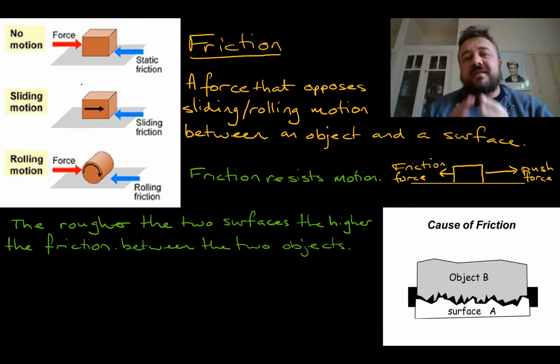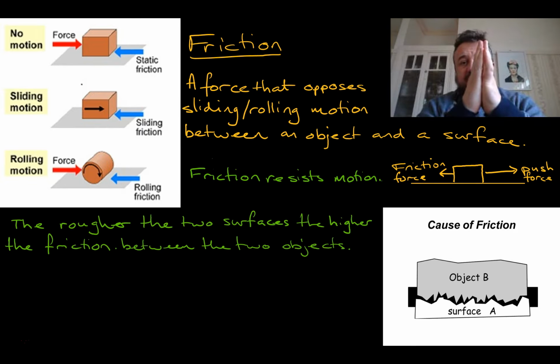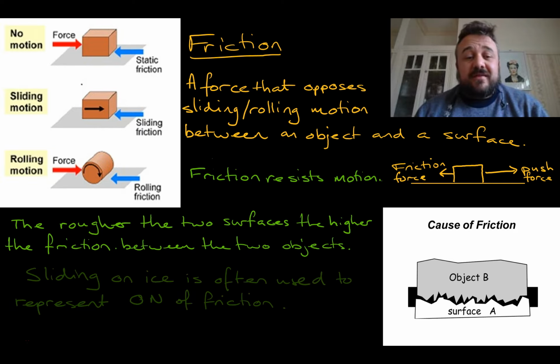Now, basically it happens at the interface, or where they join between two surfaces. So if we've got smooth surfaces, they'll glide over one another fairly easily. If we have rough surfaces, they'll resist that motion. And the rougher the interface between two surfaces, the higher the friction between the two objects, and the more force is required to make acceleration happen in the first place.